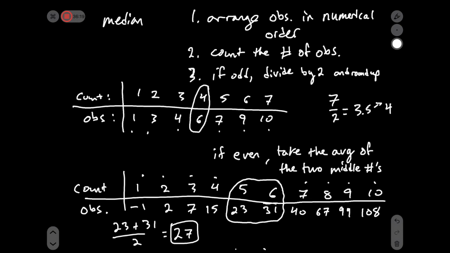You also need to know how to find the range, which is the maximum number minus the minimum number in your data set. And finally, quartiles. Okay. With quartiles, I'll just give you the definitions. Now that you know how to find the median, you can do this on your own.